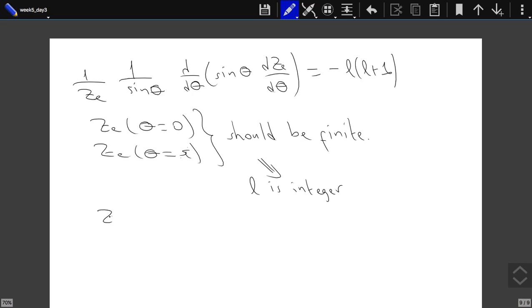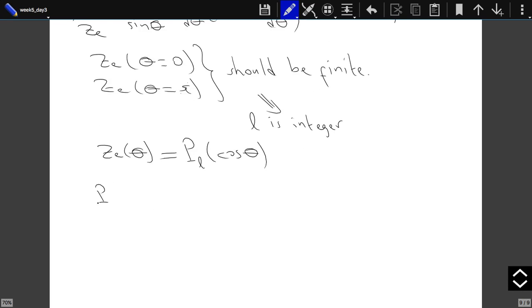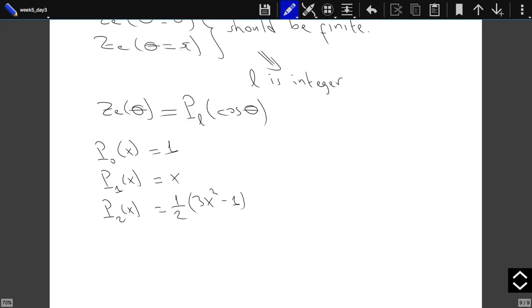And next, the solutions are what are called the Legendre polynomials. Now, what are they? They are studied, tabulated, etc. Okay, P0 of x is equal to 1. P1 of x is equal to x. P2 of x is equal to 3x squared minus 1 over 2, etc. You can look at their tables.